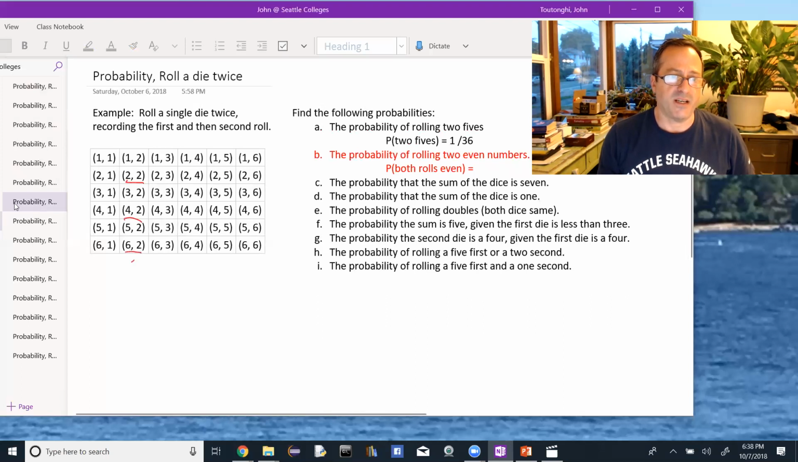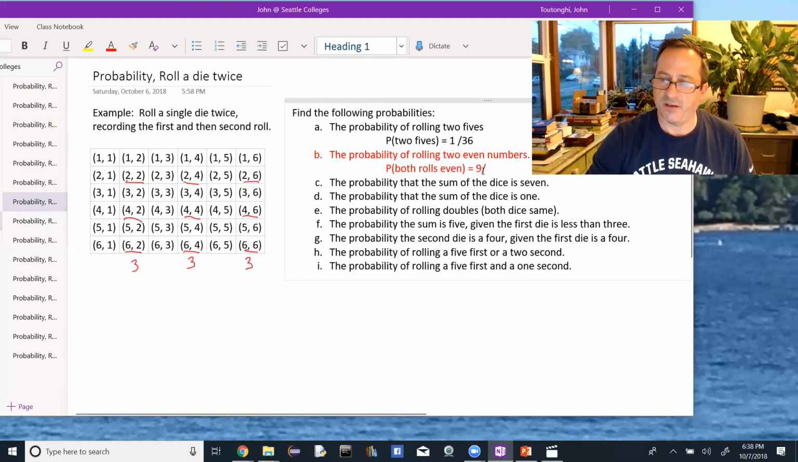So there's 3. And then skip the third row, 2 and 4 are both even, 4 and 4 are both even, 6 and 4, there's 3 more. I'm just counting them up. And then in the last column, 2, 6, 4, 6, 6, 6. There's 3 more. So it's a total of 9 out of 36. And if I were entering this as a fraction, I would want to reduce it down to 1/4, or if I'm putting it as a decimal, 0.25.